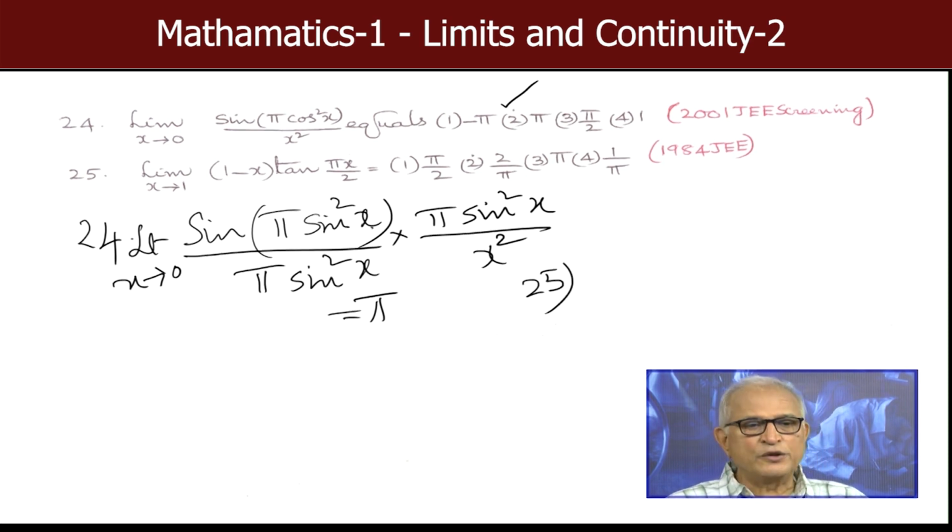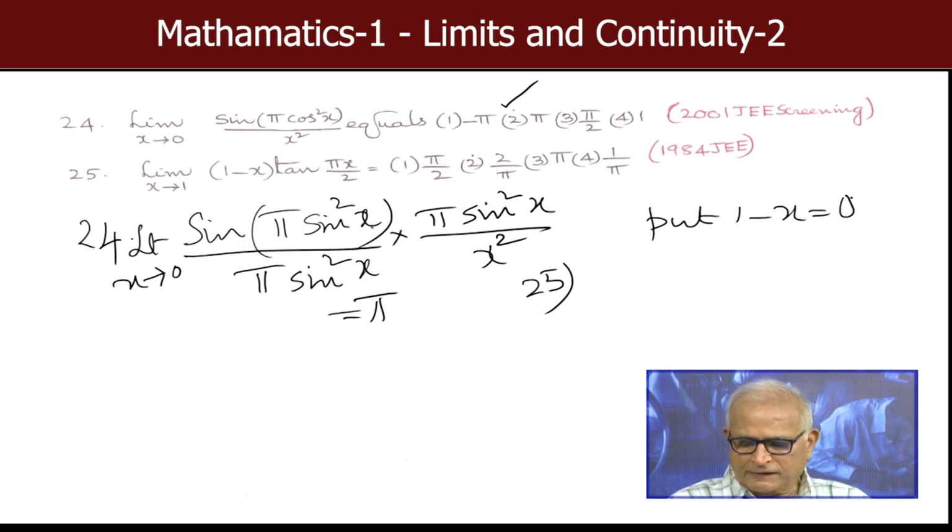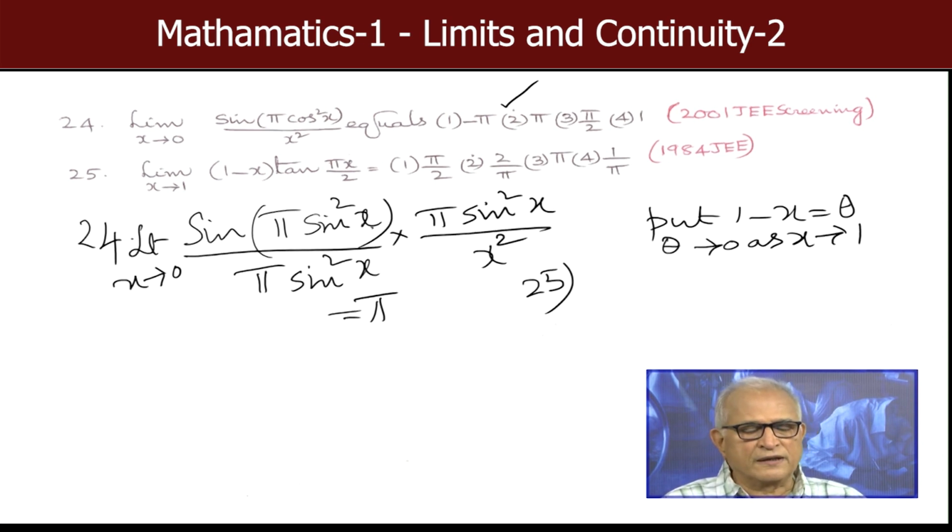Question 25. Limit of 1 minus x into tan pi x by 2 as x tends to 1. Joint Entrance 1984. Put 1 minus x equal to theta. Then as x tends to 1, theta tends to 0. Follow? The limit of theta as x tends to 1 is 0. Using the result on the limit of composite functions, the limit becomes limit theta tends to 0, 1 minus x is theta.